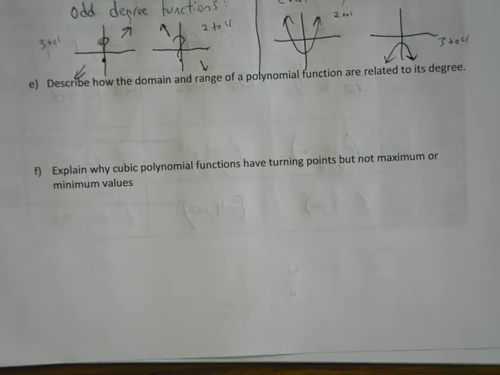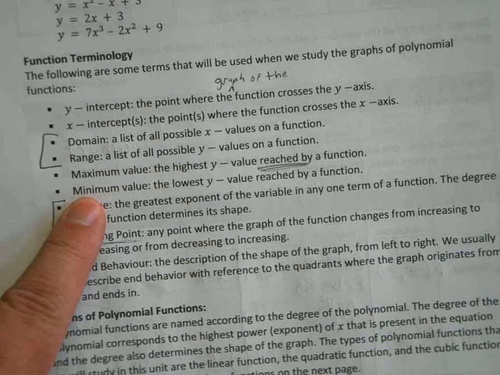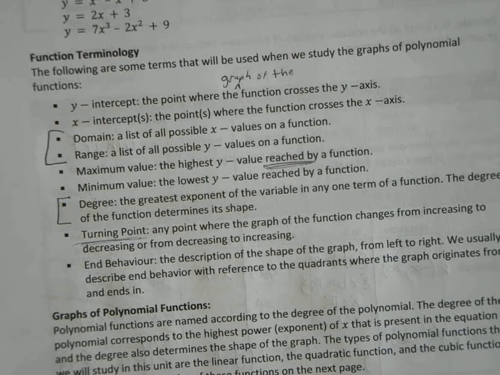Explain why cubic polynomial functions have turning points but not maximum or minimum values. Well, I was going to jump back, so this is as good a time as any. We won't get to lesson 2 today. We skipped 2 things in here: minimum values and maximum values. It's not on that chart that we did. I'm writing a note to myself because I'm going to be fixing this book at some point.